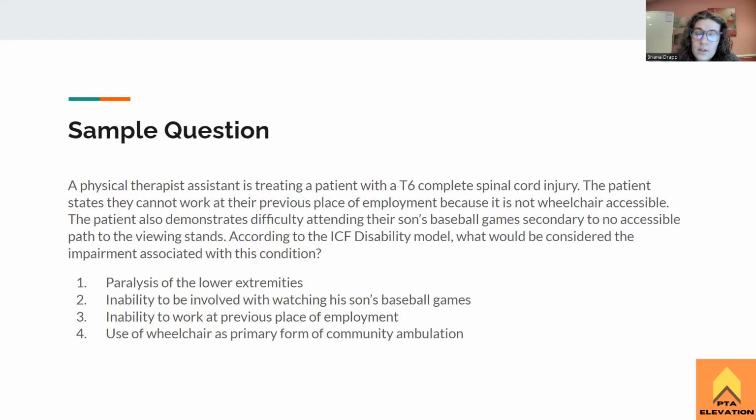1, paralysis of the lower extremities. 2, inability to be involved with watching his son's baseball games. 3, inability to work at previous place of employment. Or 4, use of wheelchair as a primary form of community ambulation. So I'll give you guys a second to think about this one.